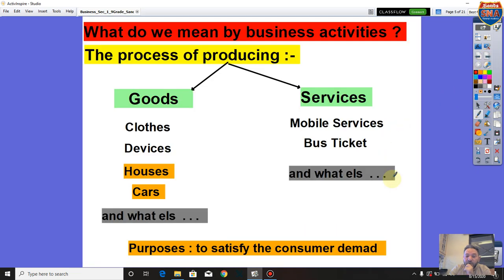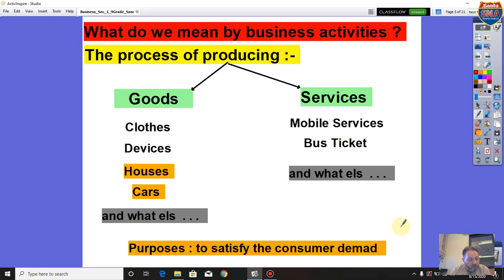So the business activity is the process of producing goods and services. The goods are like clothes, devices, houses, cars. The services are like mobile services, bus tickets, and so on. So let's say again, guys, business activity is the process of producing goods and services. Why? To satisfy consumer demand. We are going to hear the word consumer very much in this material. The consumer is the customer, but in business terms it's called the consumer. And demand is the request of the consumer. So all these processes are for satisfying consumer demand. This is the base of our business, guys.